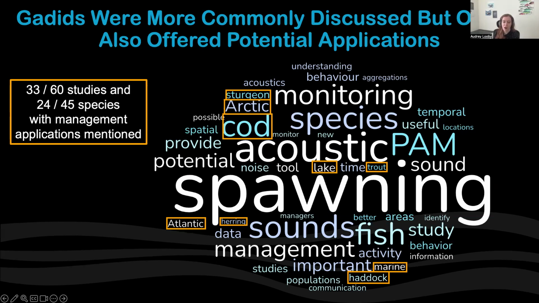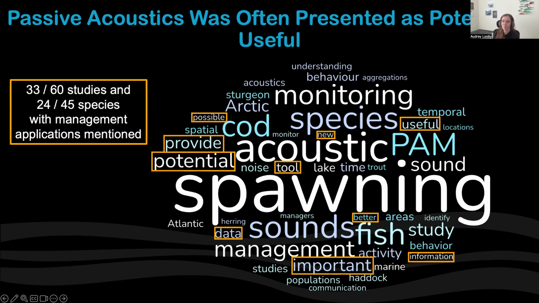Gadid species like cod and haddock were more commonly discussed in terms of their passive acoustic applications, but there were several other species like herring, sturgeon, and trout, as well as both marine and freshwater environments mentioned. Finally, there were many different ways authors used to describe the utility of passive acoustic monitoring, but often this was in terms of its potential or possible applications rather than demonstrated utility for fisheries management.